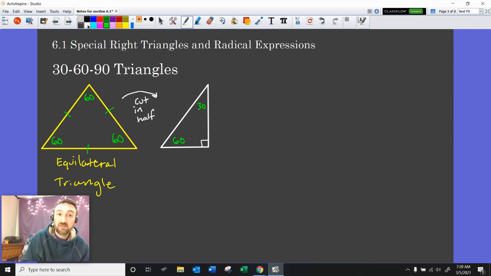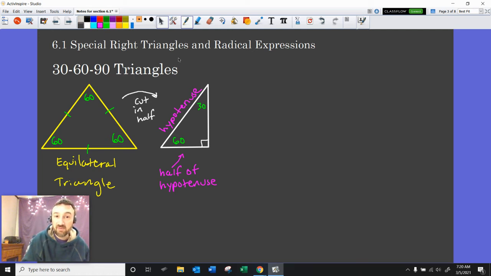Now, we can do some things with this. I know that the hypotenuse of a right triangle is across from the 90-degree angle, so this is called the hypotenuse. And because we cut that equilateral triangle in half, I know for certain that the shortest side, the side that's across from the 30-degree angle, is always going to be half of the hypotenuse. That idea is hugely important when you're thinking about 30, 60, 90 triangles.